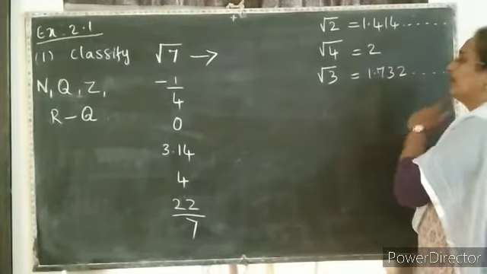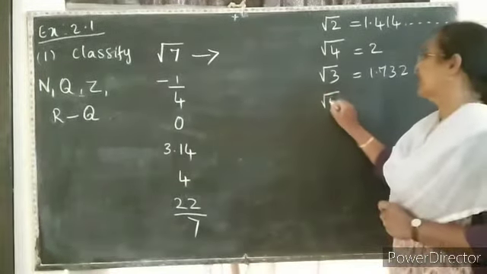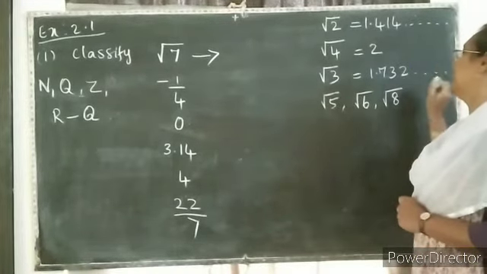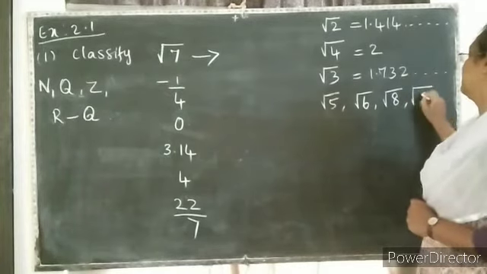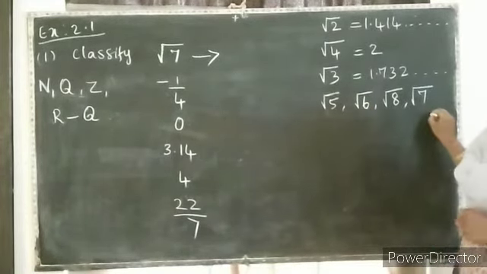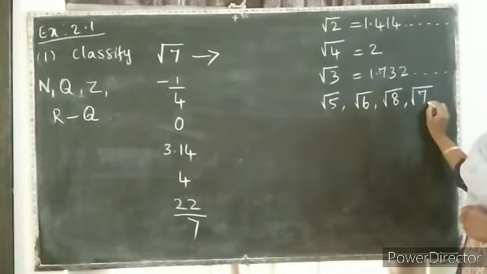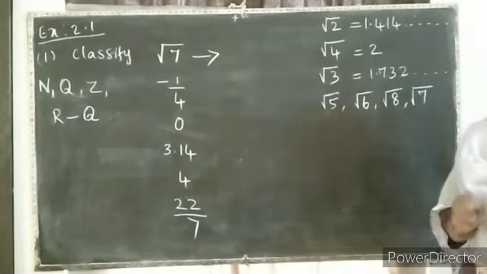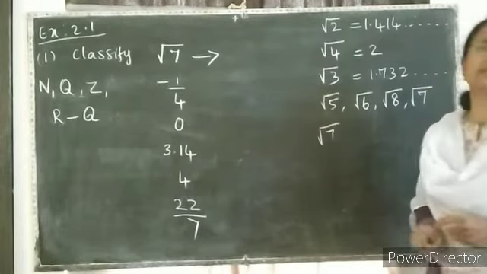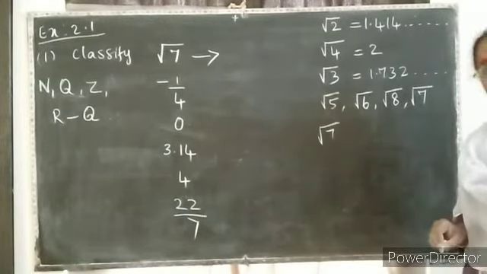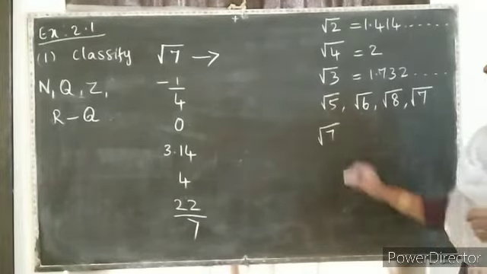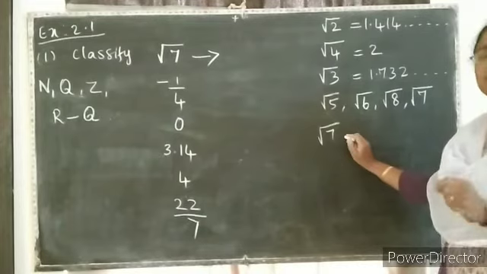Because it is a non-terminating and non-recurring decimal number. Okay, now look into this root 5, the same way root 5, root 6 and root 8. Now root 7 too, root 7. Okay, so these are the numbers. Now we can say these numbers are irrational numbers. Let's discuss what is the value of root 7. You know how to find the square root of a number using long division. You are going to try it and you are going to send it to me. Okay, so now I will give you the value of this root 7.